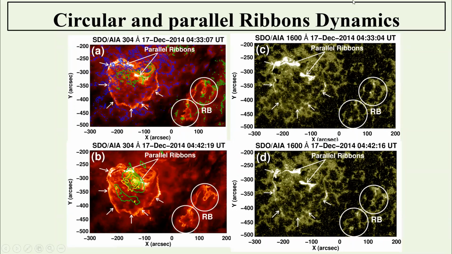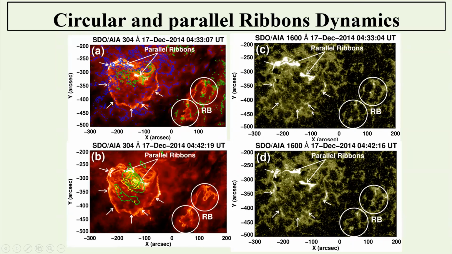The circular and parallel ribbon dynamics. This is important. Which kind of ribbons form first, either parallel or the circular ribbon? Here are some pictures that show how the circular and parallel ribbons are observed in the SDO AIA 304 and SDO AIA 1600 angstrom images.